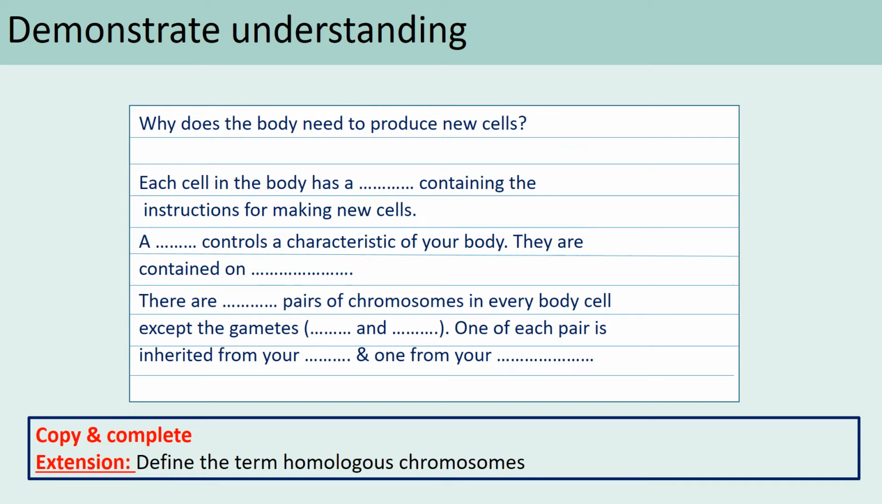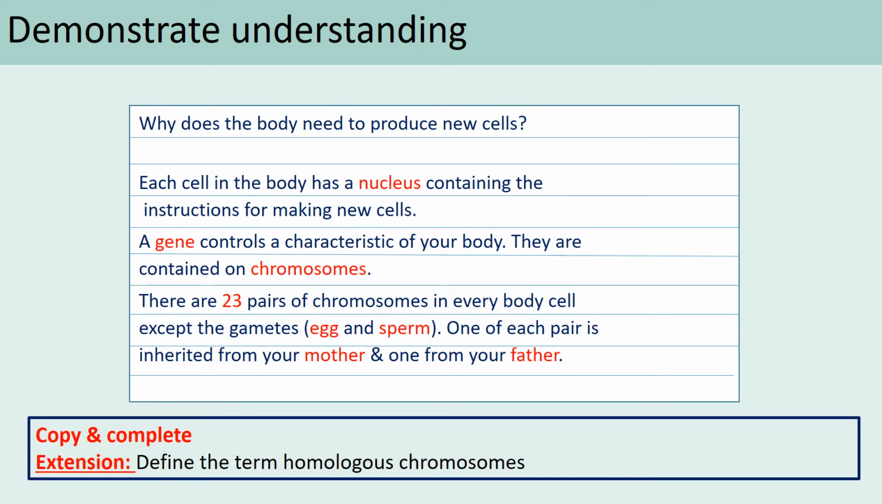Okay, so hopefully we have got the following. Each cell in the body has a nucleus containing the instructions for making new cells. A gene controls a characteristic of your body, and they're contained on chromosomes. There are 23 pairs of chromosomes in every body cell except the gametes, which are egg and sperm. If you haven't come across the word gamete before, it's just the scientific term for the sex cells, so the egg cell and the sperm cell. One of each pair is inherited from your mother and one from your father, and obviously it doesn't matter which way around you have put those two.